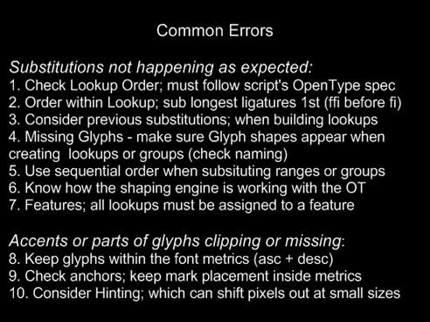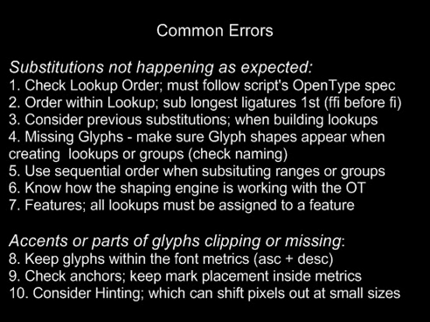Some common errors Volt users experience when testing their OpenType fonts are substitutions not happening as expected. Check the lookup order. It must follow the script's OpenType spec. The order within the lookup is also important, for example, substituting the longest ligature before a shorter one. You should also consider previous substitutions when building the lookups. And by using the proofing tool and stepping through each feature one at a time, you will see how the OpenType is applied, and it will help to track down any errors.